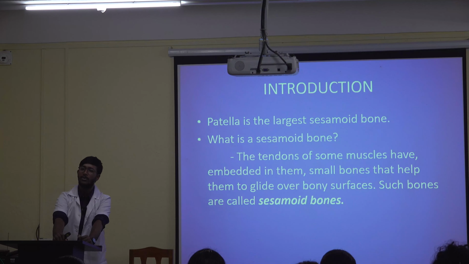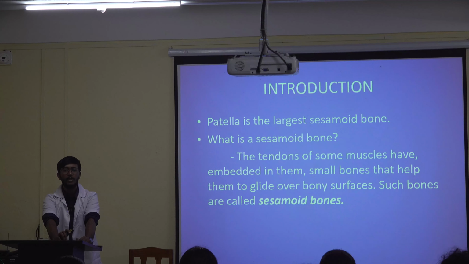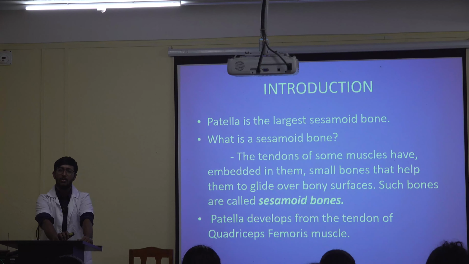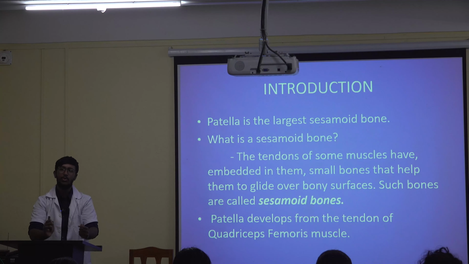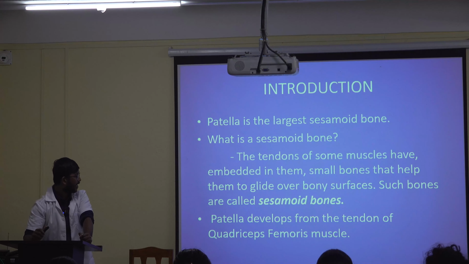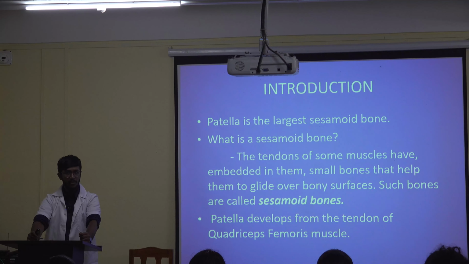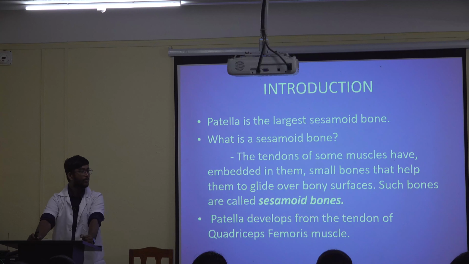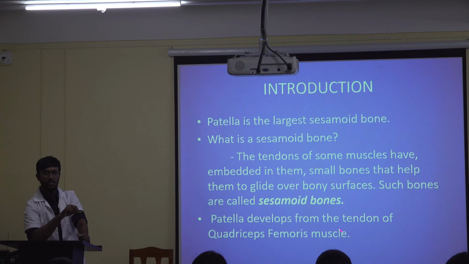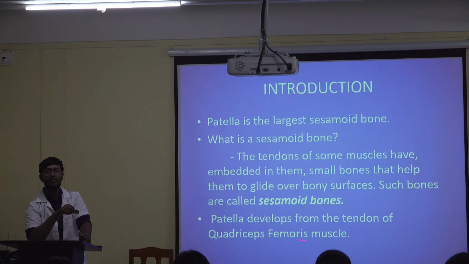So patella is developed from which muscle? Quadriceps femoris. Quadriceps femoris is a very vast muscle, long as well as broad, as you can understand from the name itself. In which part of our leg is this muscle present? Thigh. Why thigh? From the name itself you can see that it is femoris, so it will be present in the femur, anterior aspect. And quadriceps means 4 heads. Triceps means 3 heads, biceps means 2 heads, quadriceps means 4 heads.